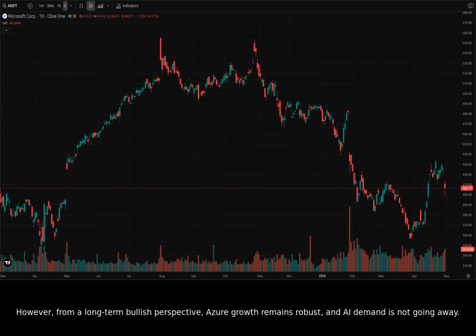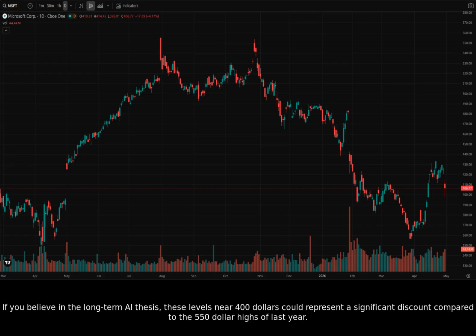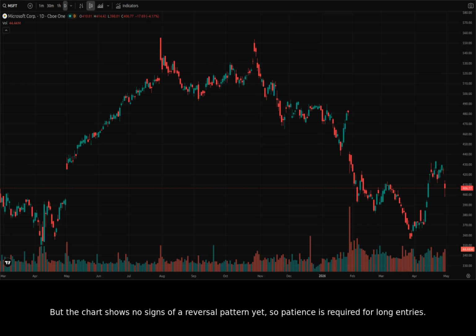However, from a long-term bullish perspective, Azure growth remains robust, and AI demand is not going away. If you believe in the long-term AI thesis, these levels near $400 could represent a significant discount compared to the $550 highs of last year. But the chart shows no signs of a reversal pattern yet, so patience is required for long entries. We need to see a double bottom or a breakout above the $430 mark to confirm a trend change.